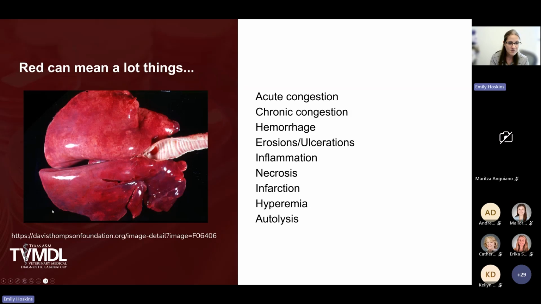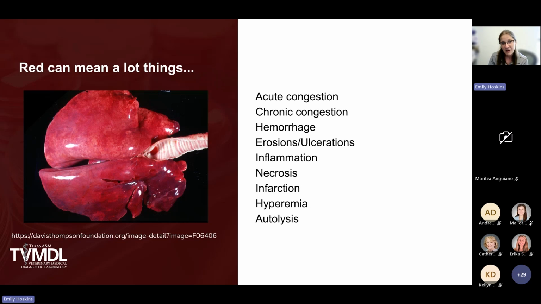These are lungs from a llama, and you can see we have this locally extensive area of dark red discoloration that appears to be unilateral. This change could represent acute or chronic congestion. It could be hemorrhage. If this was a tissue that had epithelium, it could be erosions versus ulcerations. It could be inflammation. It could be necrosis. It could be a special type of necrosis, where a lack of blood flow leads to necrosis, which is called an infarction. Or it could be hyperemia, where there is active blood flow into the area, or it totally absolutely could be autolysis.